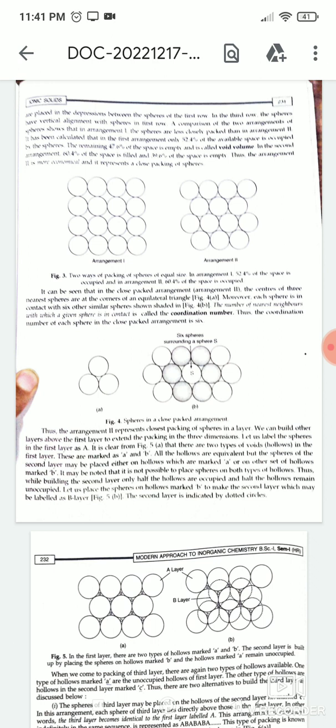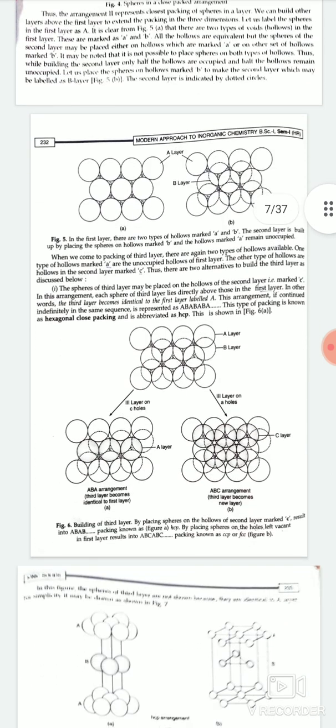It may be noted that it is not possible to place spheres on both types of hollows. Thus, while building the second layer, only half of the hollows are occupied and half of the hollows remain unoccupied. Let us place the spheres on the hollows marked B to make the second layer, which may be labeled as B layer. The second layer is indicated by the dotted circles.